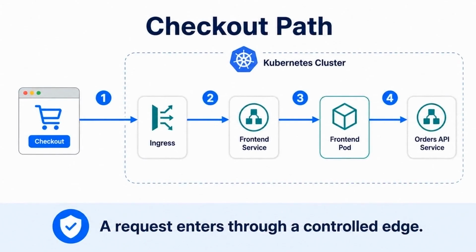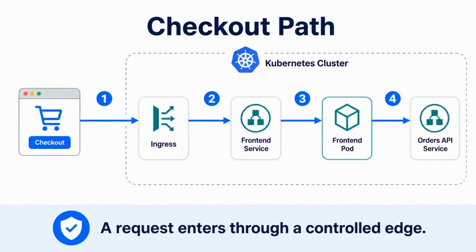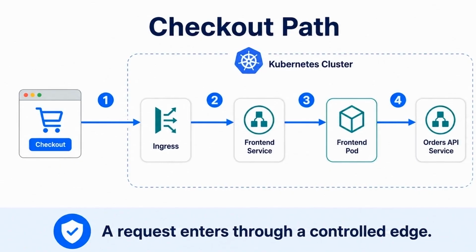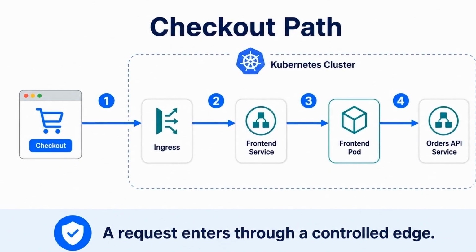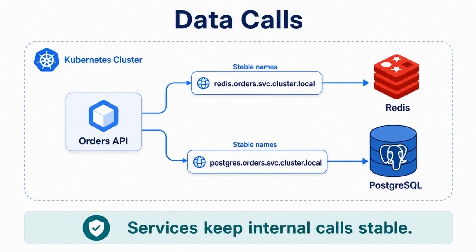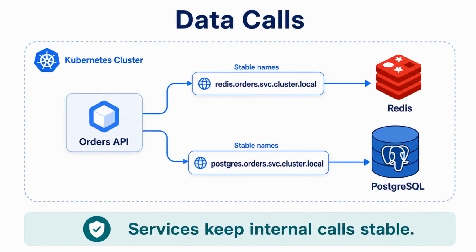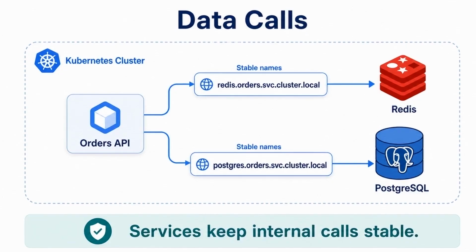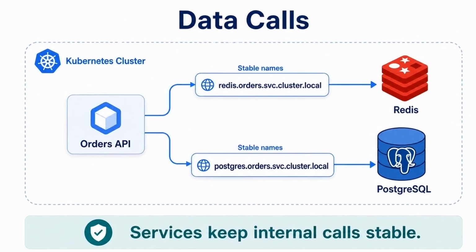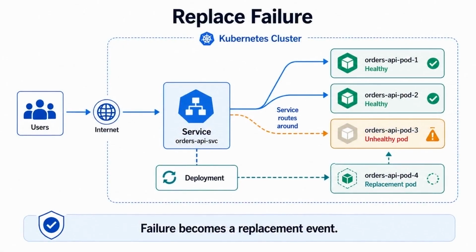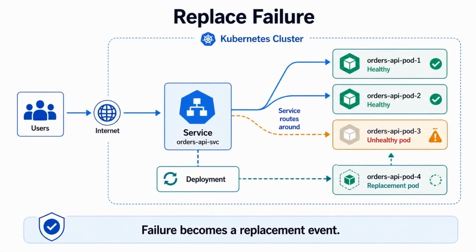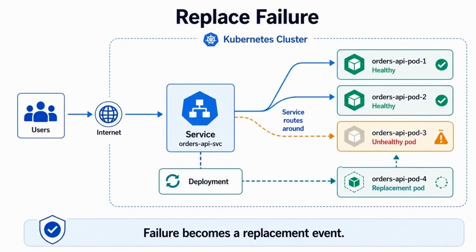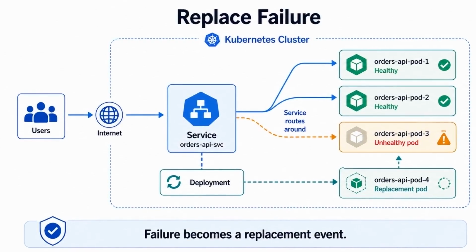Now follow one checkout. The user hits the site, the request crosses the edge, the front-end pod serves the page, and the front-end calls the orders API through its service. The API then talks to data systems. PostgreSQL stores the order, Redis supports fast state, and the application code reaches those dependencies through stable names rather than fragile machine addresses. If one API pod fails, the service stops sending traffic to that unhealthy copy, and the deployment creates a replacement. The incident is still real, but the platform narrows the blast radius.